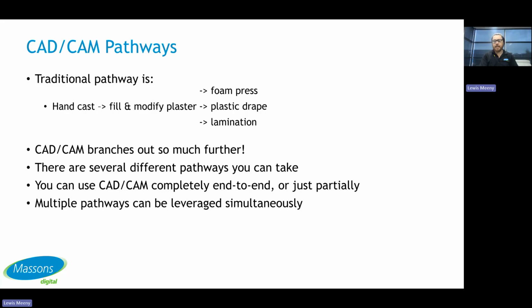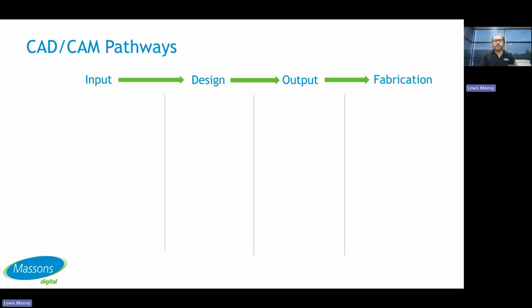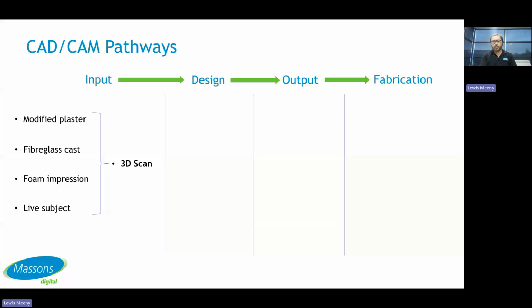So when we talk about pathways, really we're talking about this process from input, design, to output, and then to fabrication. So there's a bunch of different ways that we can take this. When it comes to input, regardless of what kind of shape capture you have, everything in CAD-CAM needs to begin with a scan. So this could be a modified plasterwork that you're going to scan to send. It could be a fiberglass cast or a live subject that you scanned, or it could be an impression. Whatever method of input you have, a 3D scan is going to be required.